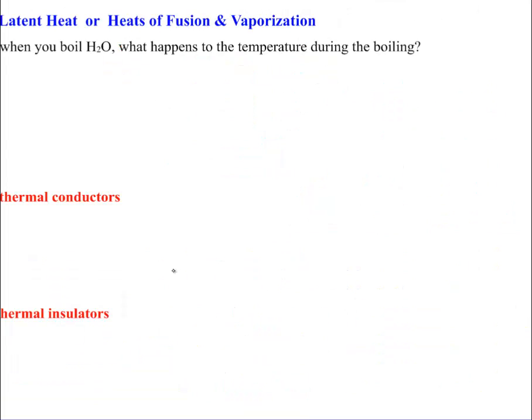So what happens to something when you heat it enough and it starts boiling? What happens to its temperature? While it's boiling, the temperature remains constant. You put a pot of water on the stove, turn it on, the water warms up, eventually starts to boil.